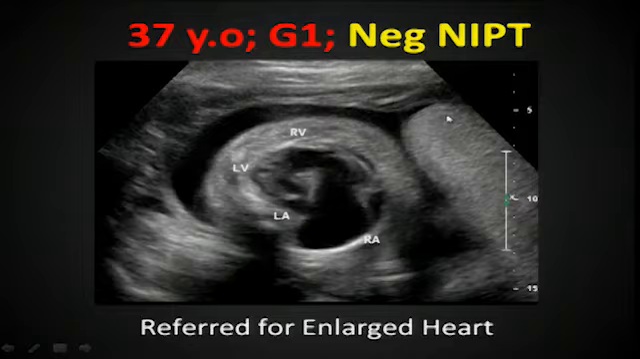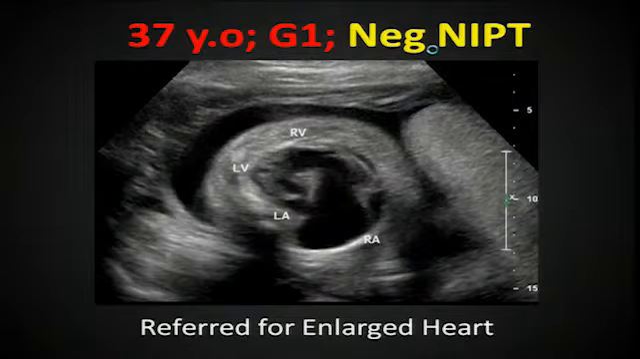So this one was referred just for a 37-year-old first pregnancy. She had a negative NIPT. Everybody know what NIPT is? Non-invasive prenatal testing. It's one of the maternal screens where you're looking for fetal DNA within the maternal blood. So she had a negative NIPT, and a lot of these women, it's not explained to them that just because you have negative NIPT doesn't mean you're not going to have an anatomic defect. It's screening for chromosome abnormalities.